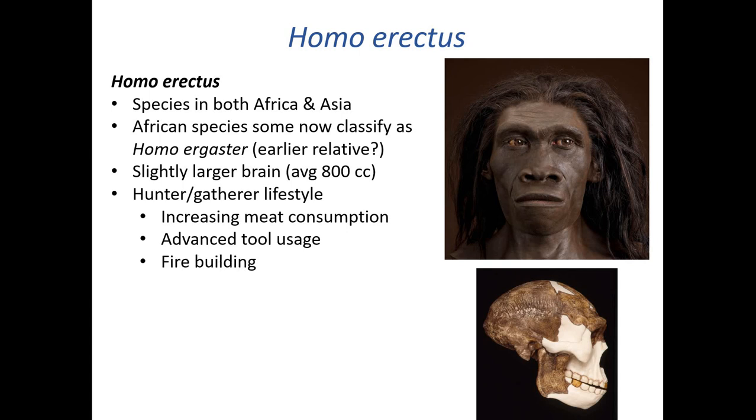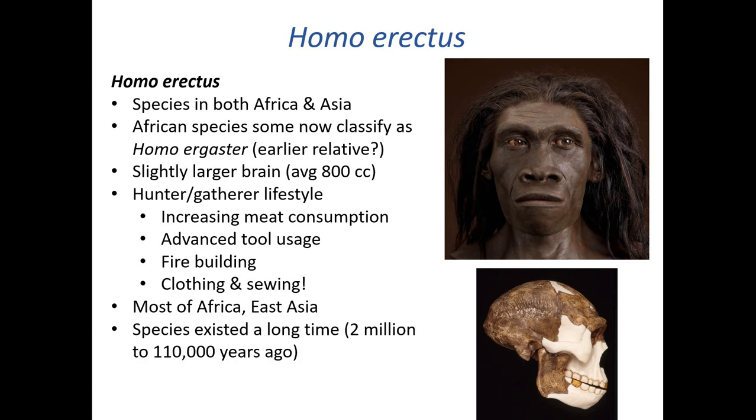They also started building and intentionally starting fires. There's evidence that they even wore and could sew clothing. Fossils of Homo erectus have been found throughout most of Africa and also in East Asia. We know that the species existed on Earth for a really long time, from around 2 million to around 110,000 years ago, which is considerably longer, if you think about it, than Homo sapiens have been on Earth. So a pretty successful species.